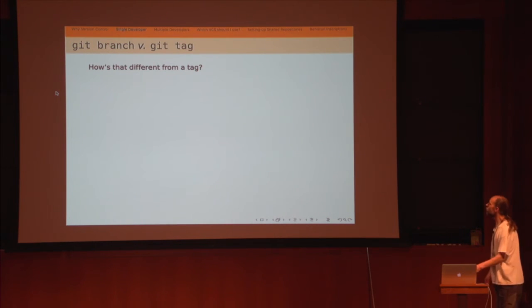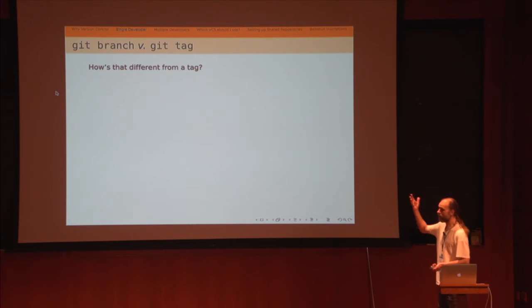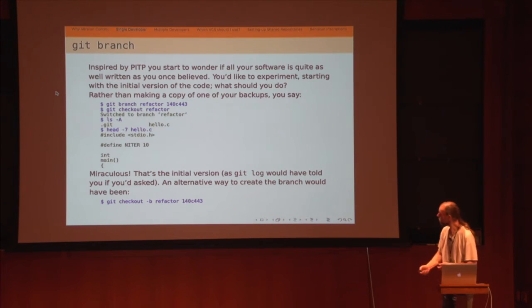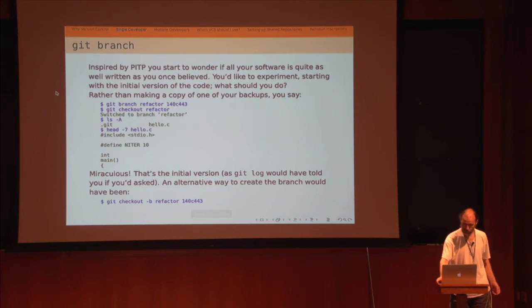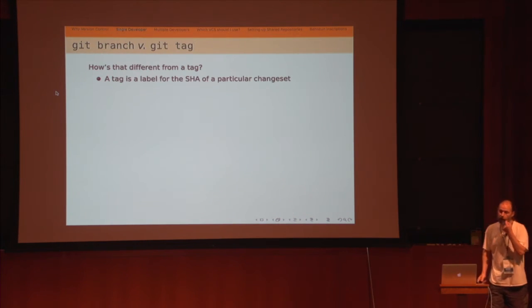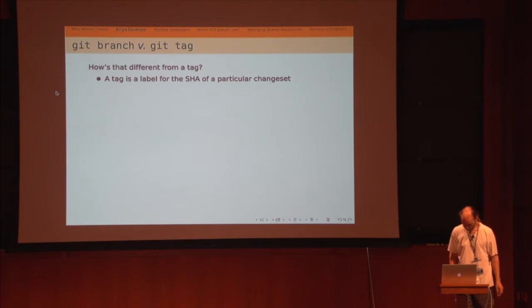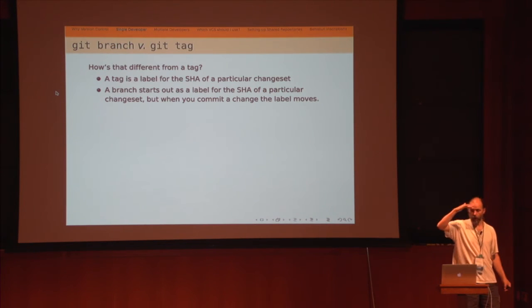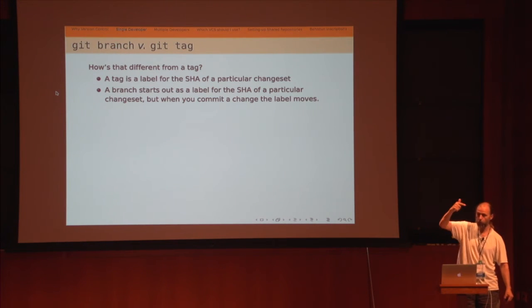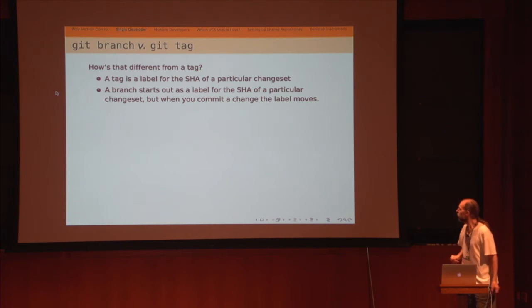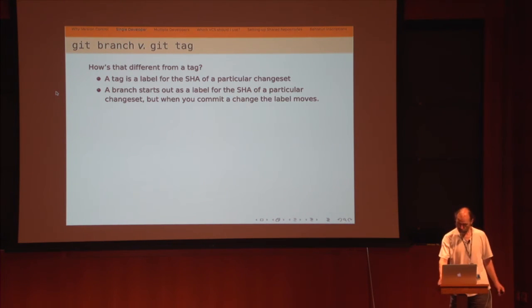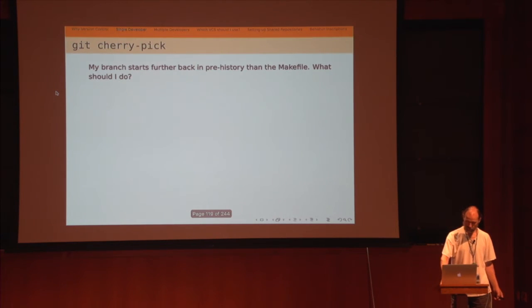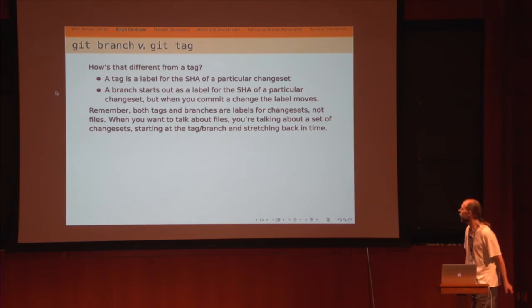So what's the difference between a branch and a tag in Git? I've got a tag, which is a name for a SHA, and I've got a branch, which looks as if it's also just the name for a SHA. I've said branch, some SHA. So the difference is that a tag is the label for a particular change set, whereas a branch starts out as being the label of a particular change set, but it keeps moving. It sort of floats. Think of it as floating up. And I've probably got a picture that shows that.